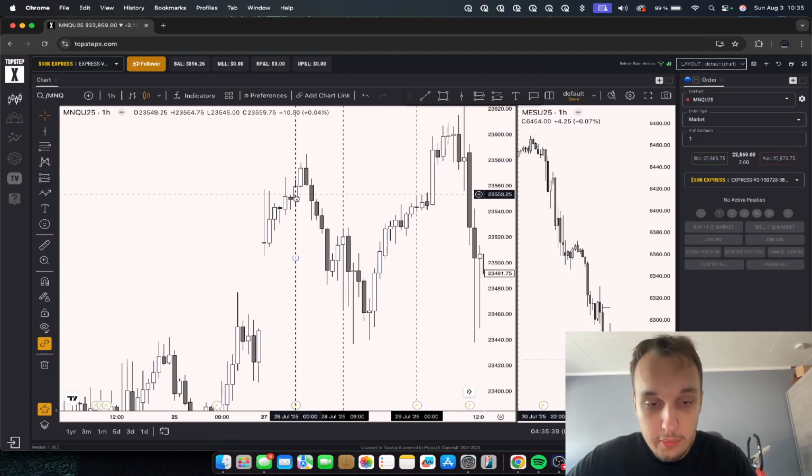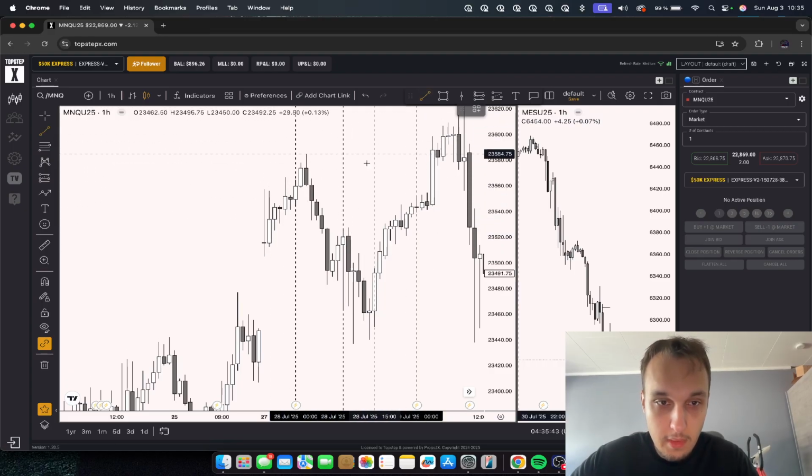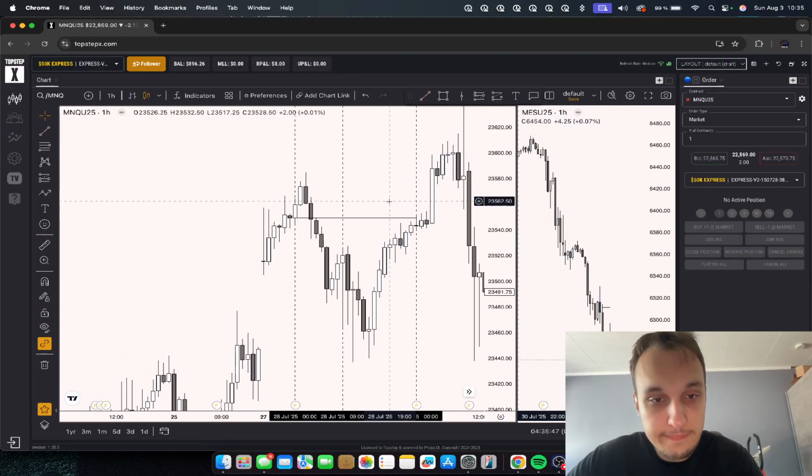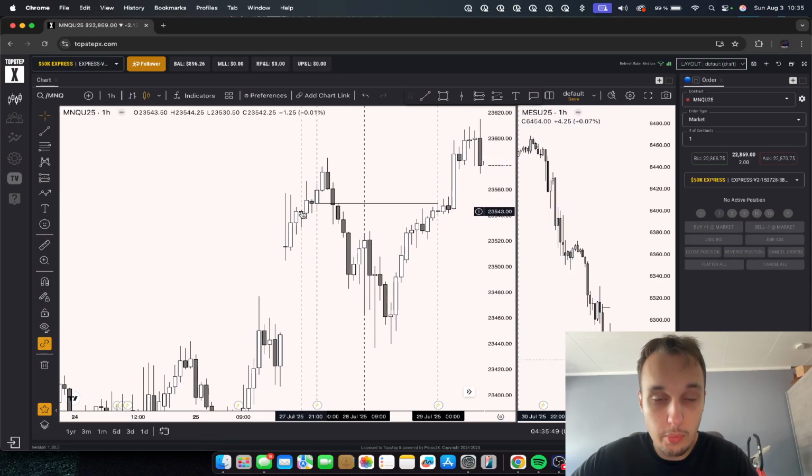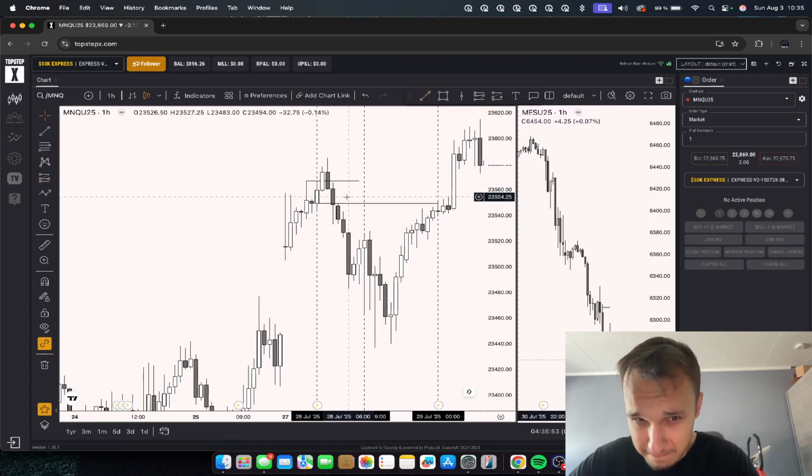So what happens? We mark out midnight open. Midnight open is a very important time of day, okay? Whether you vertical line it or you mark it out like this, up to you. But what happens? We went higher, we sweep out the external high.